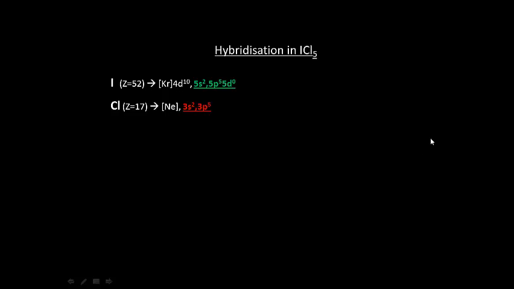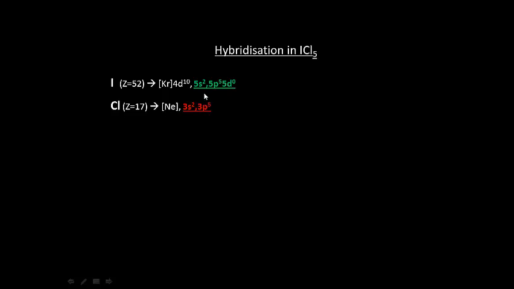Let us try to understand the hybridization in ICl5. In the ICl5 molecule, there are iodine and chlorine atoms. Iodine has atomic number 53 and chlorine has atomic number 17. This means there are 53 electrons in iodine and 17 electrons in chlorine.